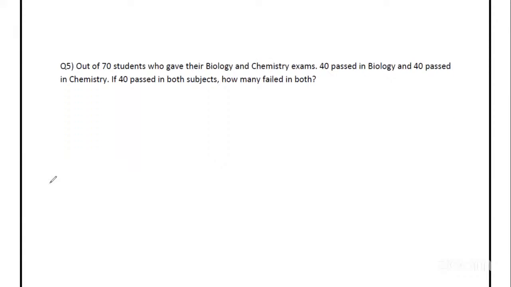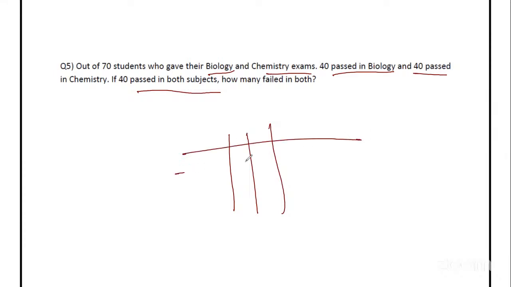Question 5. Out of 70 students who gave their biology and chemistry exams, 40 passed in biology, 40 passed in chemistry, 40 passed in both subjects. How many failed in both? Again, two categories, three vertical columns, three horizontal columns. Write down the total 70 out here. You have bio and not bio, chemistry and not chemistry.